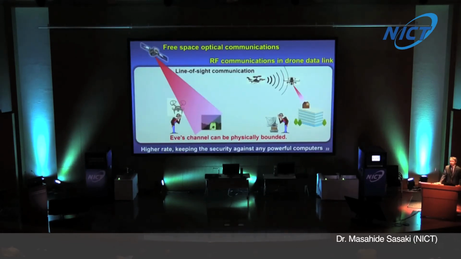And we have two typical examples of them. One is free space optical communications, and the other is a short distance RF communication such as drone data link. Both cases are basically line of sight communication. So if the channel can be physically bounded, and under this relaxed assumption, one may pursue higher transmission rate, keeping the security against any powerful computer attacks.